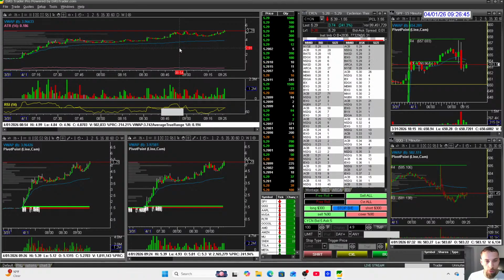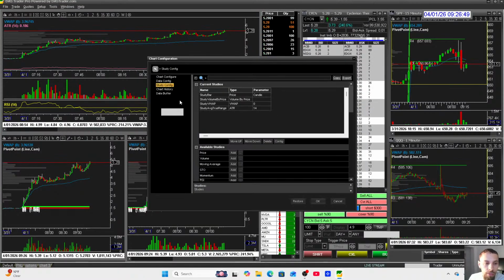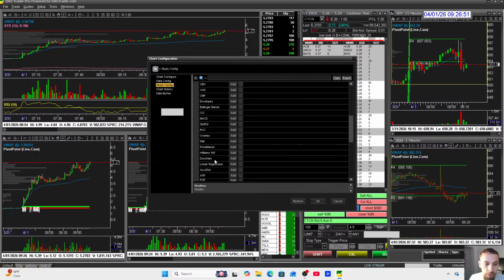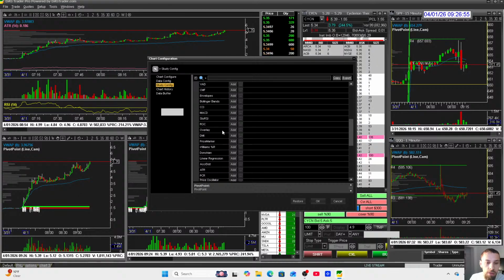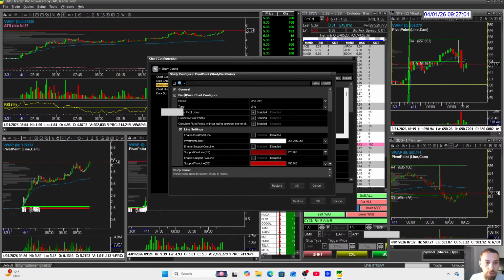Yeah, that thing's been moving. Alright, I'm going to add the pivot points back to my 1 minute chart here. I just took them off to chart my support and resistance, to drop my support and resistance. So.